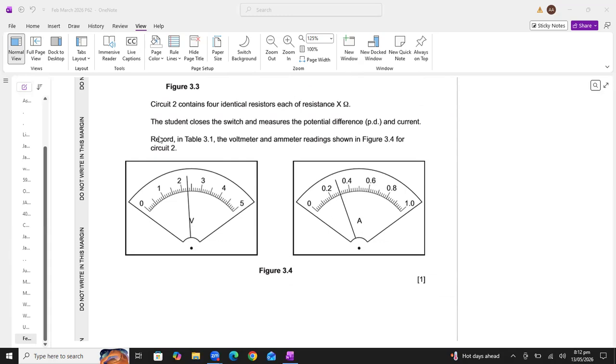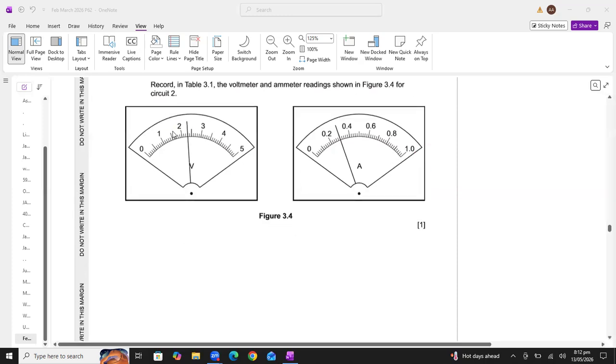Now they are saying record in table 3.1 the voltmeter and ammeter readings shown in figure 3.4 for circuit 2. So now you can see, students, again, this is 2 volt and this one is 3 volt.